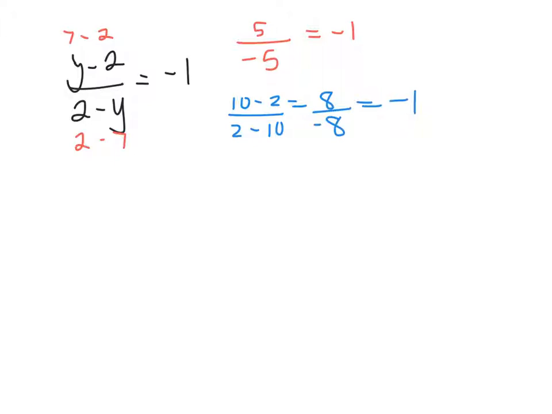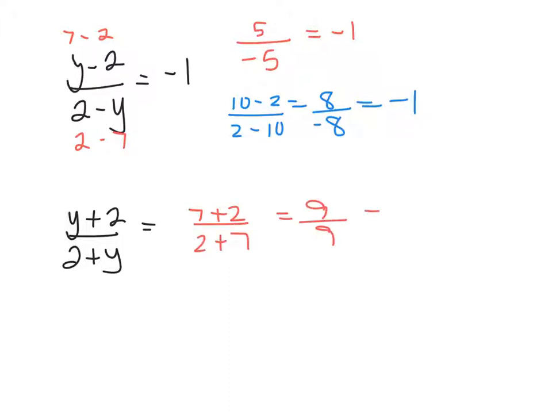So this is the reason why for any value of y, or any value for whatever variable, if you have opposites and they're set by subtraction, the answer is -1. Now how about addition? What if I had y plus 2 over 2 plus y? What happens? Well, let's try 7 again. 7 plus 2 over 2 plus 7. I get 9 over 9, which equals 1. Okay. How about if I do 10, like I did before? 10 plus 2 over 2 plus 10. So 12 over 12 still equals 1.